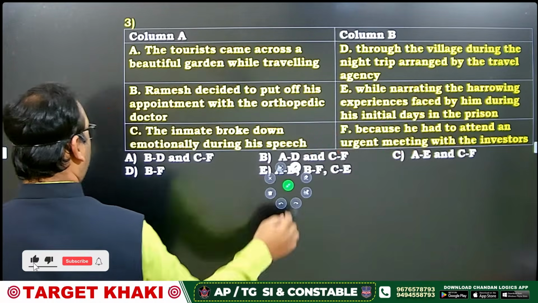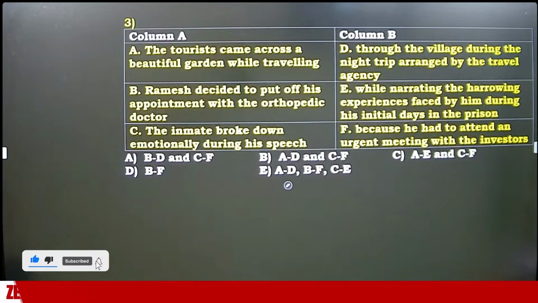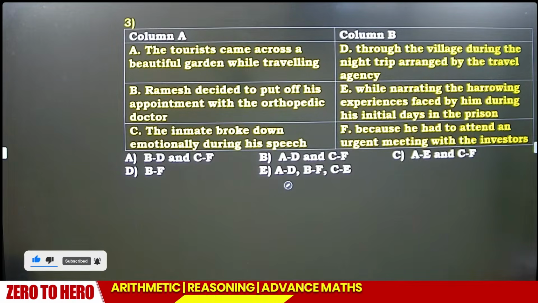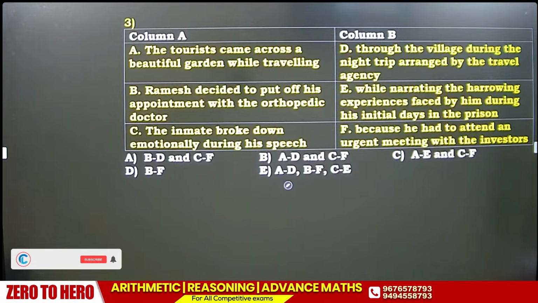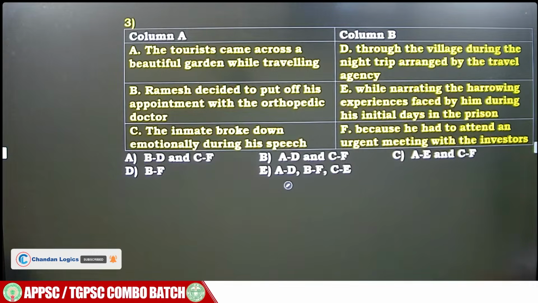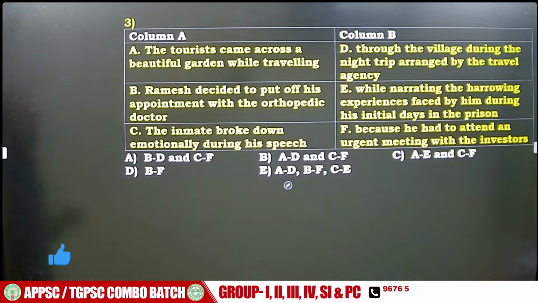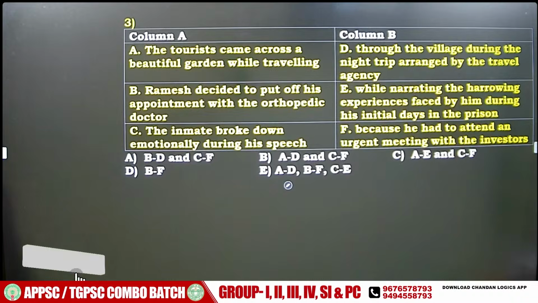Try the question number 3 fast. Waiting for your answer.